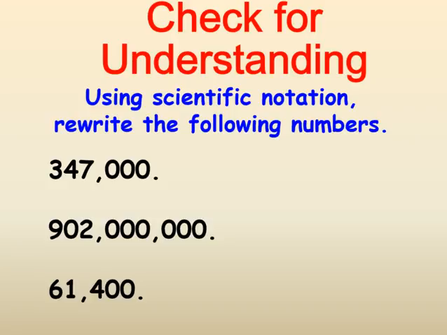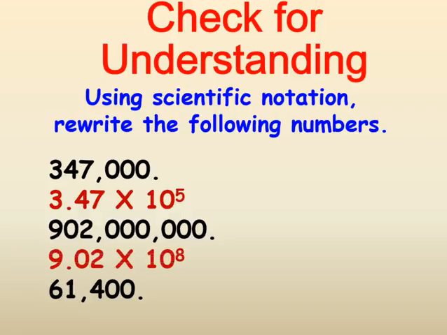First number in scientific notation will be rewritten as 3.47 times 10 to the 5th power. The second value will be rewritten as 9.02 times 10 to the 8th power. And the third value will be rewritten as 6.14 times 10 to the 4th power. I hope you've noticed that the only digits that we're including in the scientific notation format are significant figures. Notice as you go forward, the only digits you'll include in scientific notation will be those digits that are significant.